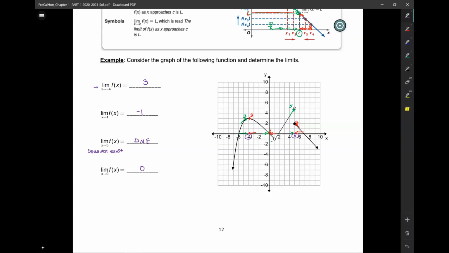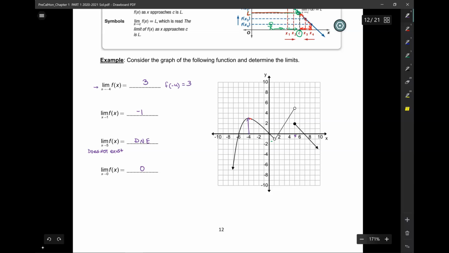Now, that is limits. Notice we never spoke about the y values, the actual y values. Now let's talk about the actual y values. Let me erase some of this stuff. Let's talk about f of -4 here. F of -4. When x is -4, what is the actual y value?